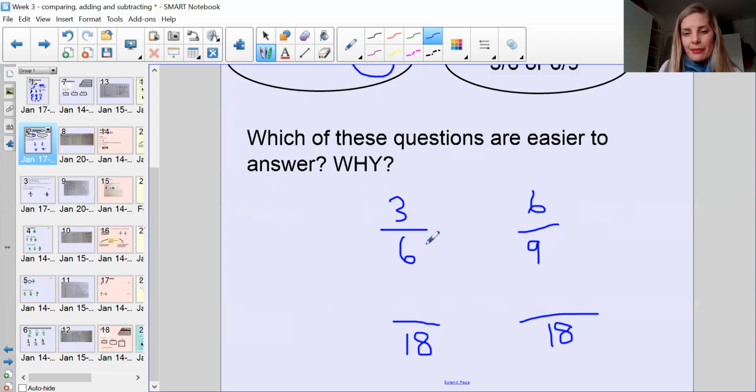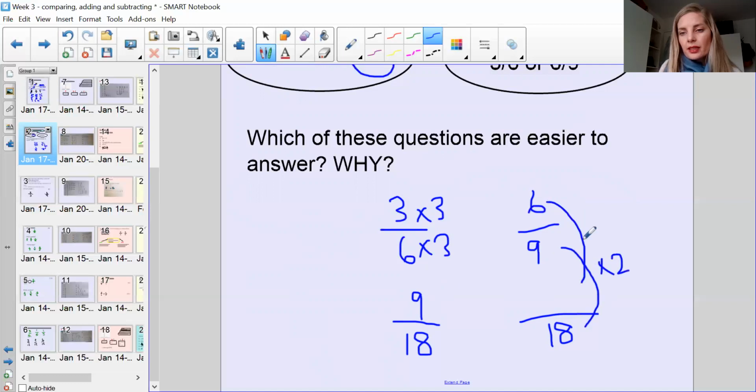Right. Now I've got to make my equivalent fraction. What did I do to the 6 to get 18? I multiplied it by 3. So I must do the same to the numerator, and I get 9. And then what did I do to the 9 to get 18? I multiplied it by 2. So I must do the same to the 6. I must also multiply by 2, and I get 12.